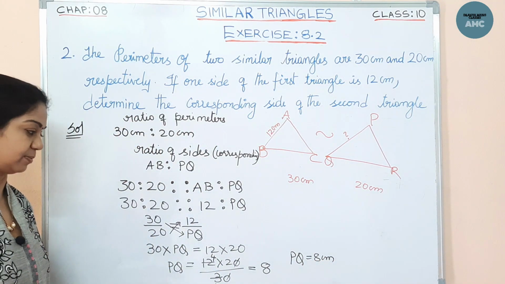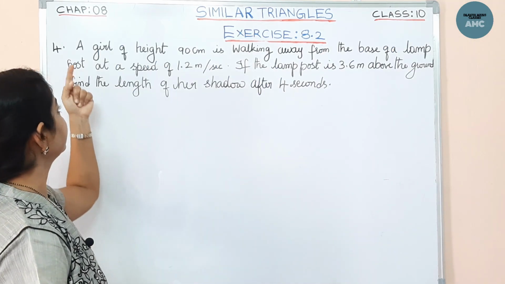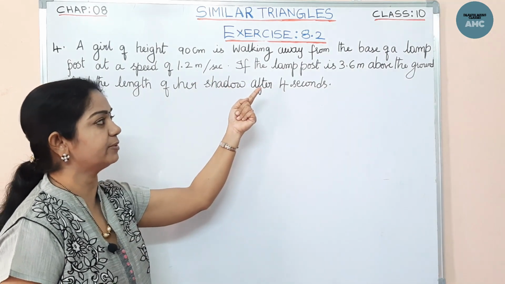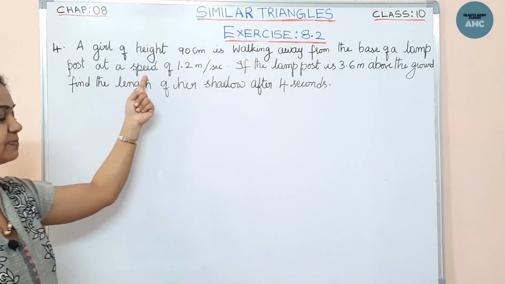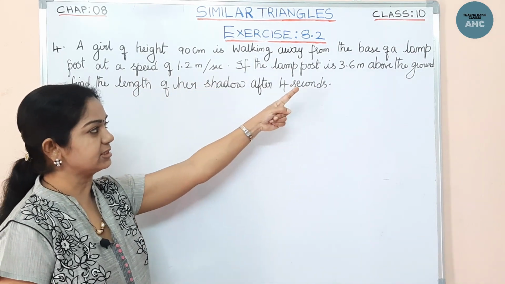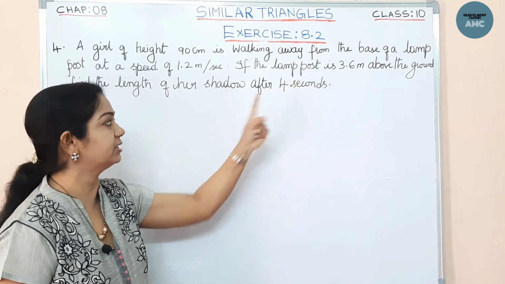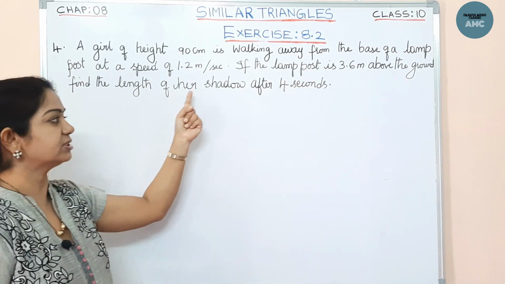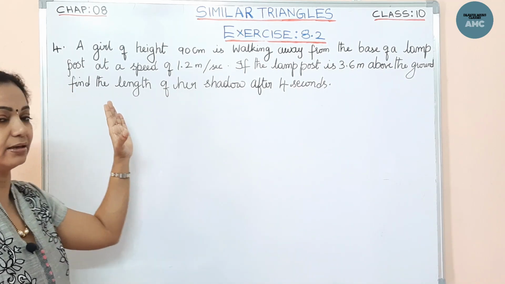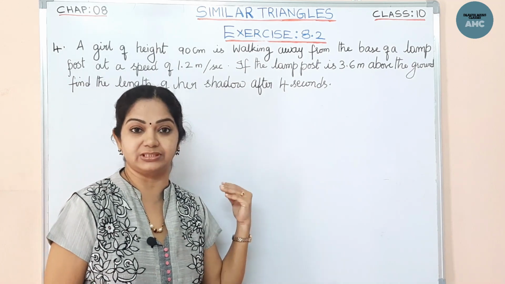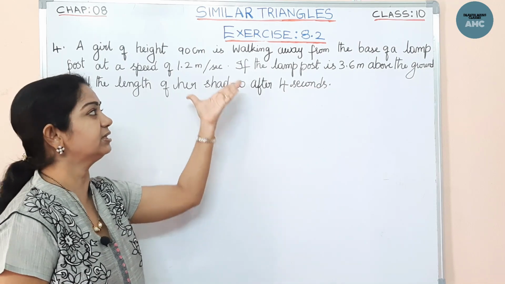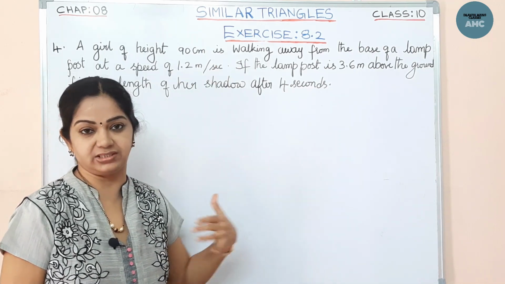Let's see the next problem. Now here the fourth problem. A girl of height 90 centimeters is walking away from the base of a lamp post at a speed of 1.2 meters per second. If the lamp post is 3.6 meters above the ground, find the length of her shadow after 4 seconds. Now, this is like a problem in the application of trigonometry. It is similar to that, right? Here, we will be doing this problem using the similarity criterion.